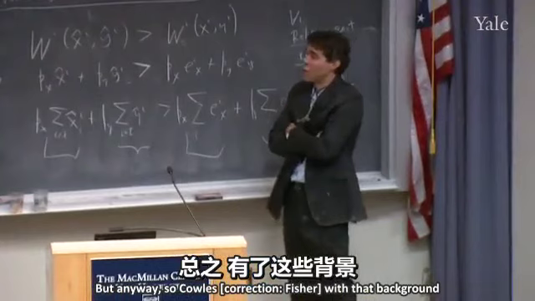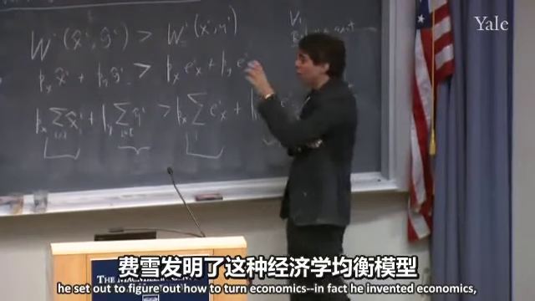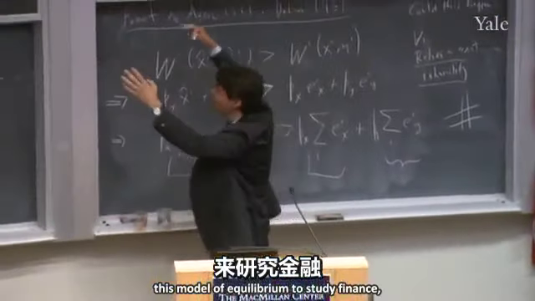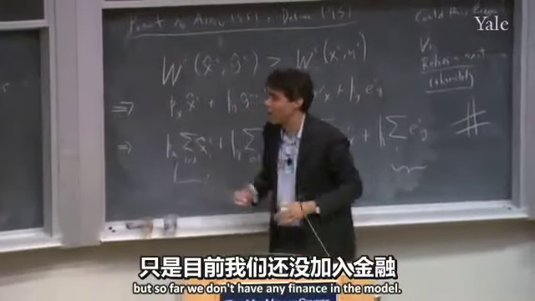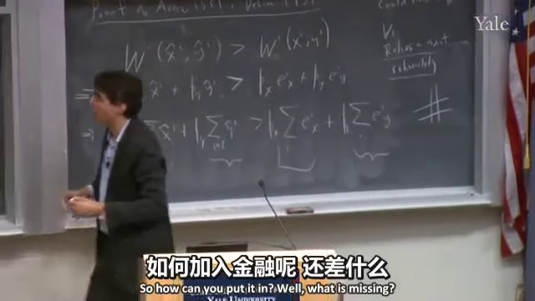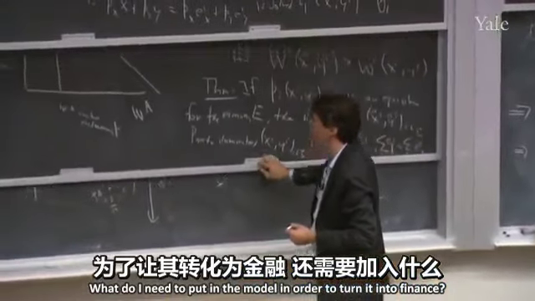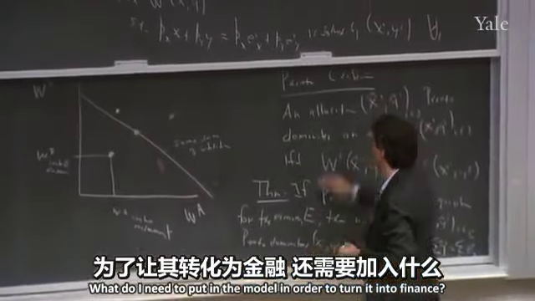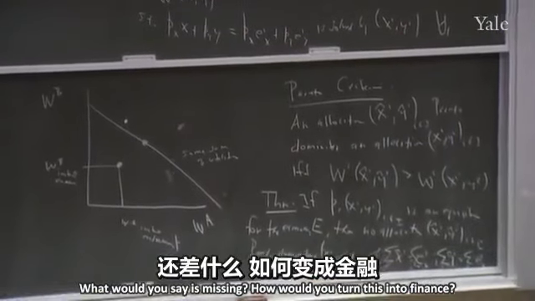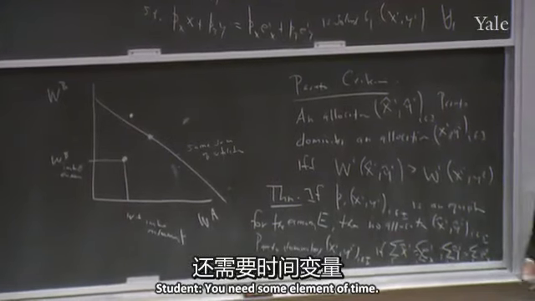But anyway, Cowles, with that background, set out to figure out how to turn economics, in fact, he invented economics, this model of equilibrium, to study finance. But so far, we don't have any finance in the model. So how can you put it in? Well, what is missing? What do I need to put in the model in order to turn it into finance? What would you say is missing? How would you turn this into finance? What are the key things? Yes? You need some element of time.